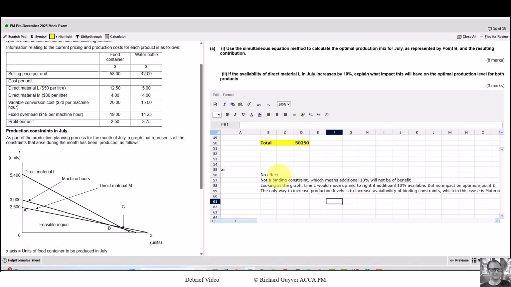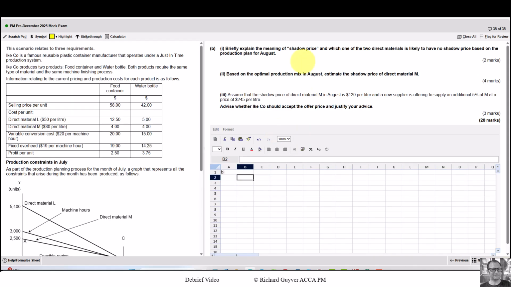Okay, unusual again to have a question where we're given the narrative answer in the spreadsheet. But don't fall into the trap of just saying no effect, or no effect because it's not a binding constraint. Use the mark allocation to drive the amount of content that you give. Really important for these narrative questions. So again, we've got a use of the spreadsheet for a narrative answer.